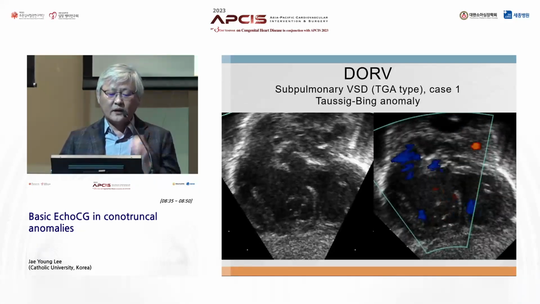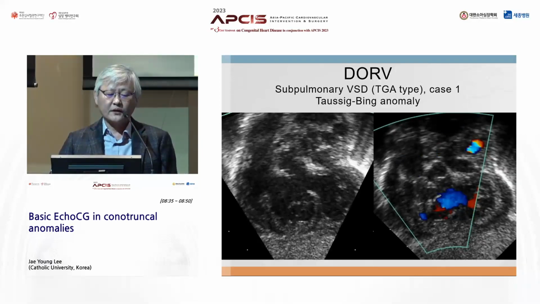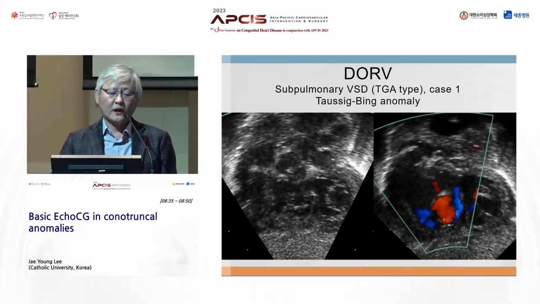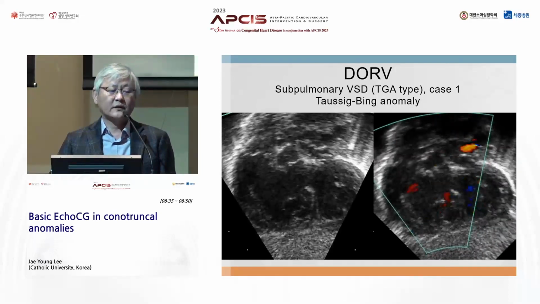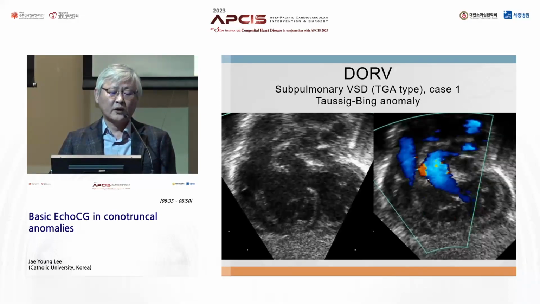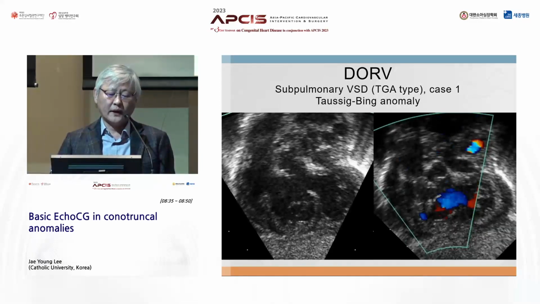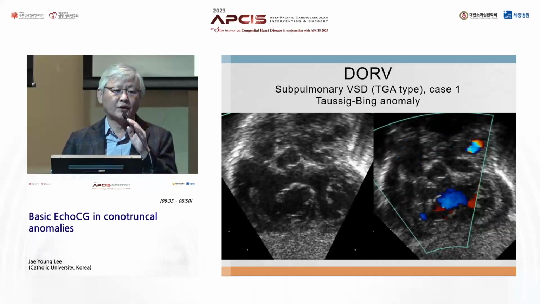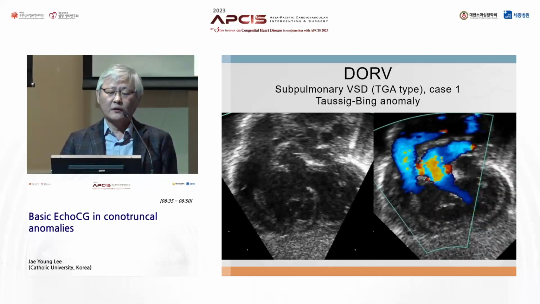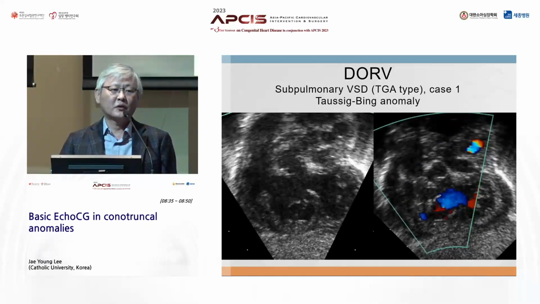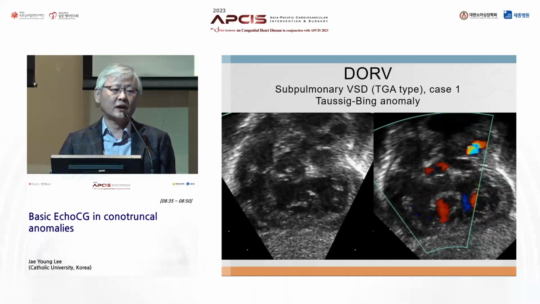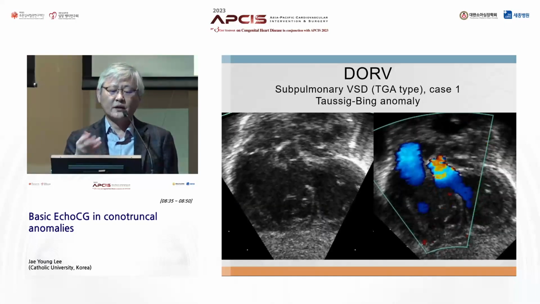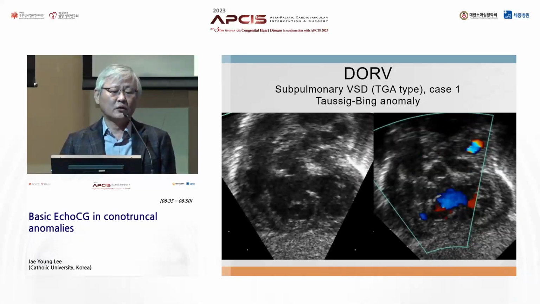Now, this case is LV, right ventricle, and two great arteries arise from the right ventricle. Actually, this valve is the pulmonary valve. This valve is the aortic valve. The aorta is to the right side of the pulmonary valve, and the VSD is committed to the pulmonary valve. Color flow mapping shows the hemodynamics: most LV outflow tract flow goes to the pulmonary valve, and RV to aorta. This is hemodynamically transposition of the great arteries. This is TGA type DORV, the so-called Taussig-Bing anomaly.